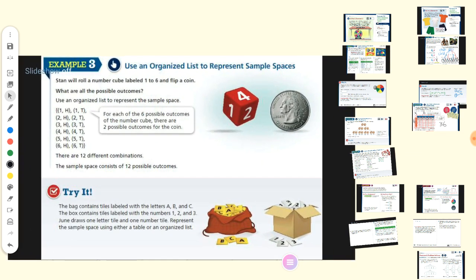If I have Stan will roll a number cube labeled from 1 to 6, and we will flip a coin at the same time. So the flipped coin gives you head or tail. And the cube will give you maybe 1, 2, 3, 4, 5, and 6. We can make a table, by the way. If we want to make a table, we'll do it like the following.